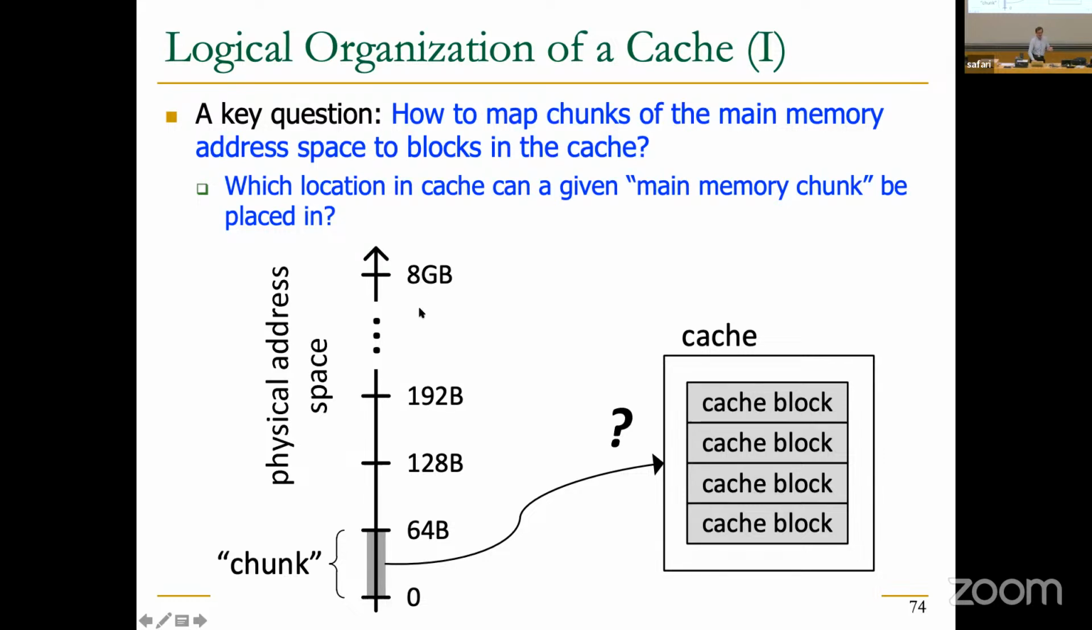As you can see over here, we have 8 gigabytes of main memory. Each chunk is 64 bytes, equally sized as cache blocks. So you have many, many chunks. You can do the division of how many potential chunks or potential blocks you have. Then the question is, how do you do the mapping? Which location in cache can a given main memory chunk be placed in? And this is the first fundamental decision, one of the first fundamental decisions you make in the cache design.